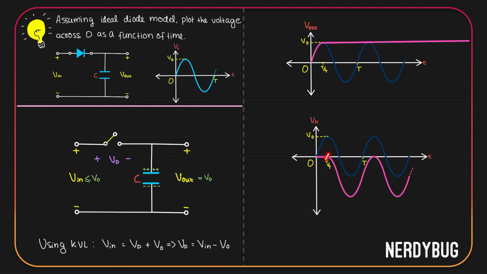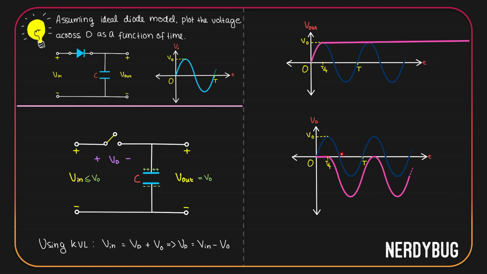Since t equals T by 4, the diode is a closed circuit and the capacitor is charging. During that time, the potential across the diode is 0 because it is a closed circuit. After that, the potential across the diode is input voltage minus V naught. So when input voltage is V naught, diode voltage will be V naught minus V naught, that is 0.